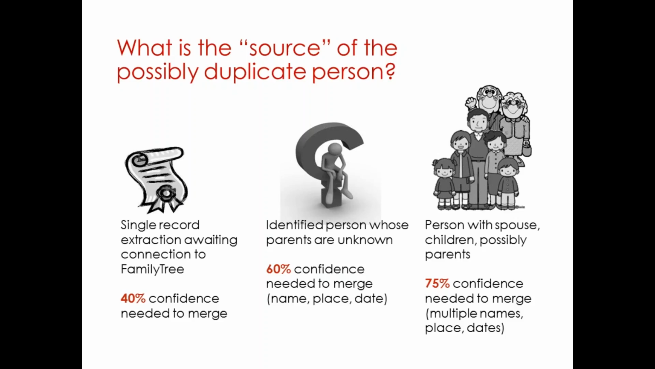And then you have the situation where you're not just merging a person, you're merging a person who has a spouse and children and possibly parents, and that's the time when you need to be pretty darn confident before you actually make the merge. I say you need a 75% confidence level to make the merge. What you're looking for is more than just the same name, or the same name and a couple of kids with the same names, especially if they're fairly common names. You're looking for multiple names, and you're looking for the same places and the same dates.